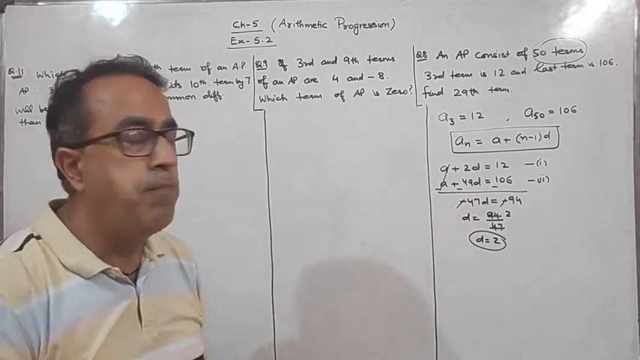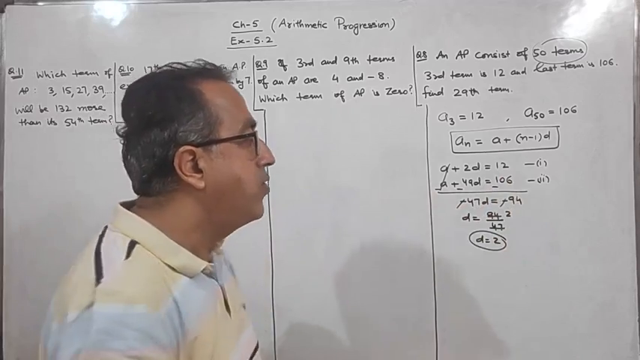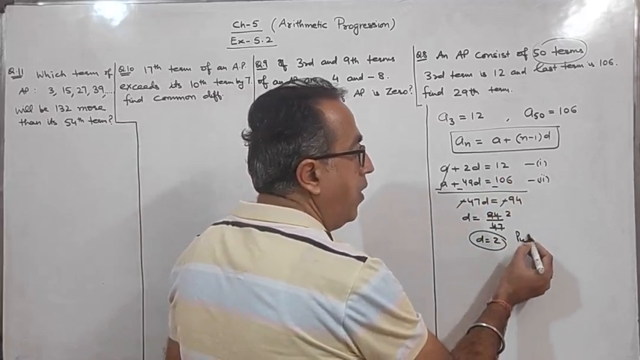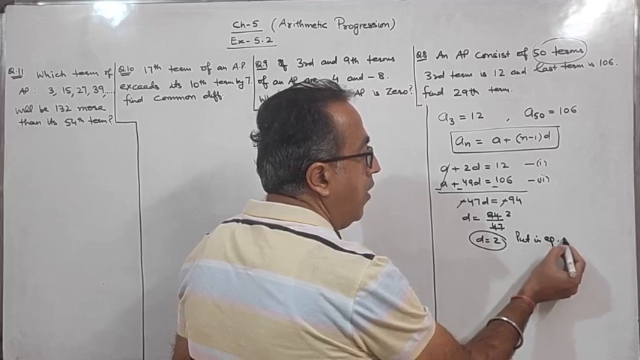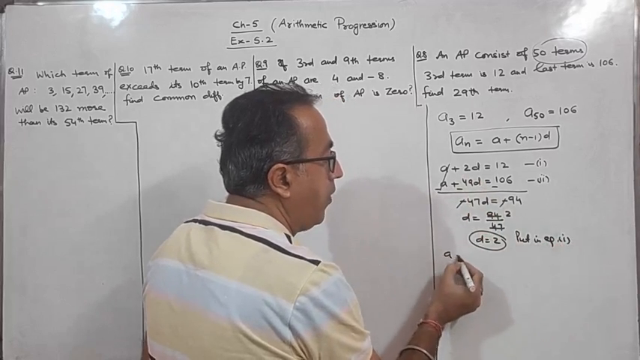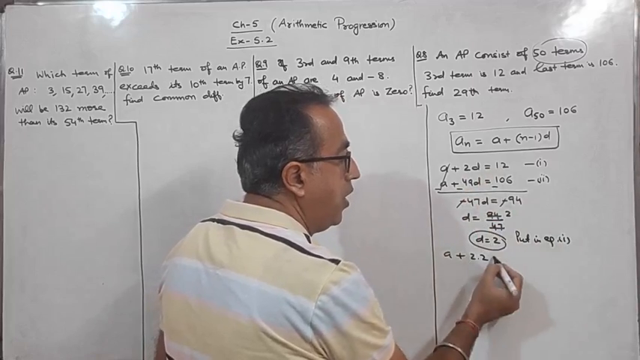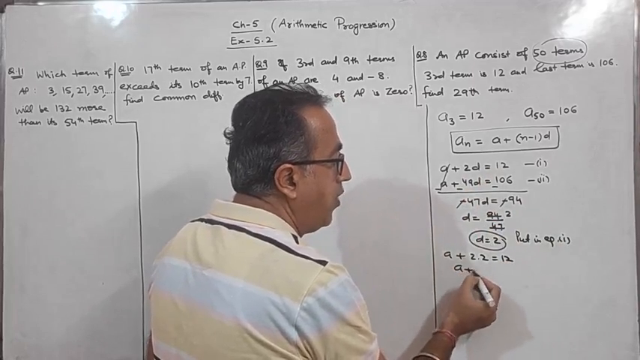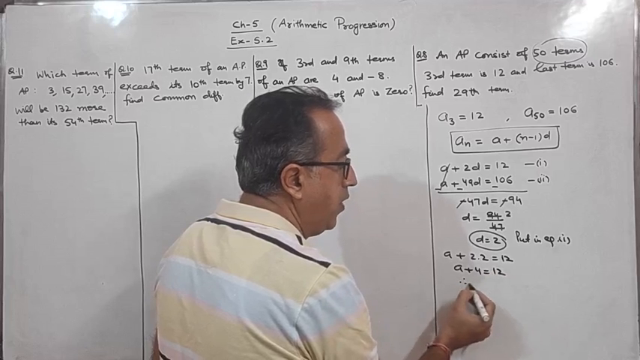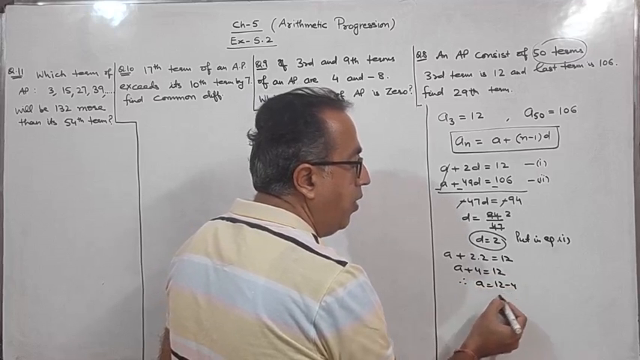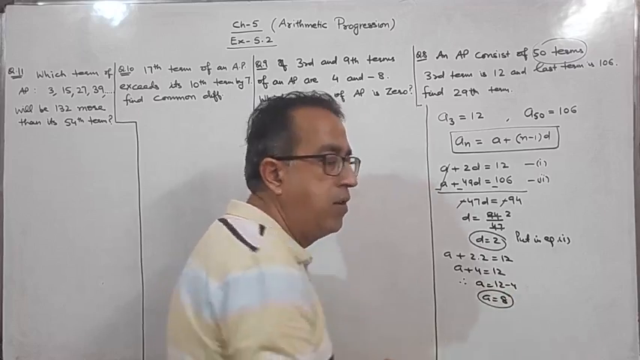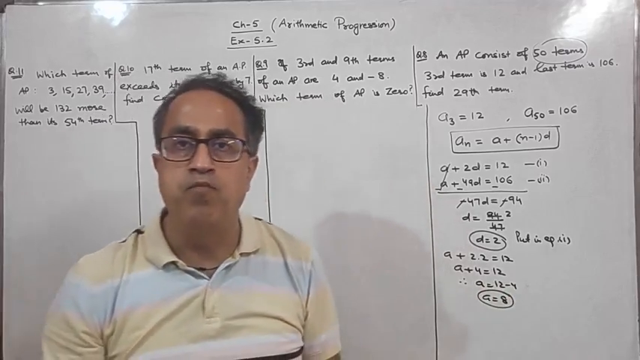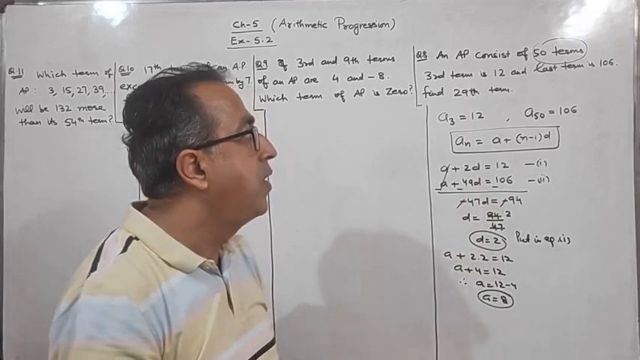Put this value of d in the first or second equation to find a. Put it in equation 1: a plus 2 into 2 equals 12, a plus 4 equals 12. This implies a is 12 minus 4, which is 8. So we get the values of a and d from these two equations.